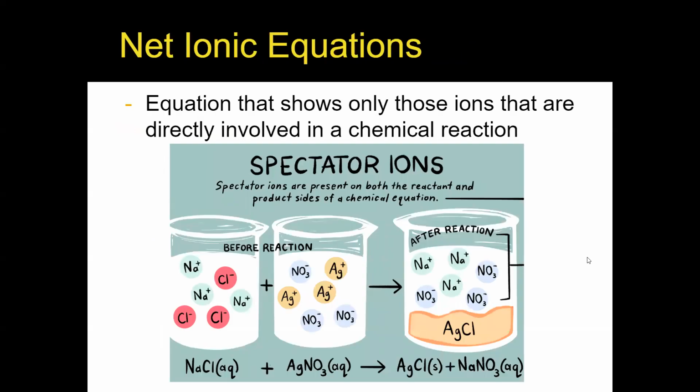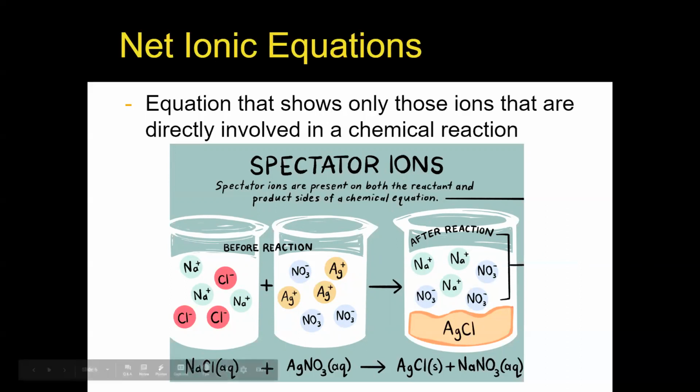So what is a net ionic equation? Well, that's an equation that shows only the ions that are directly involved in any particular chemical reaction. So up until this point, we haven't really looked at chemical reactions other than regular molecular chemical reactions.